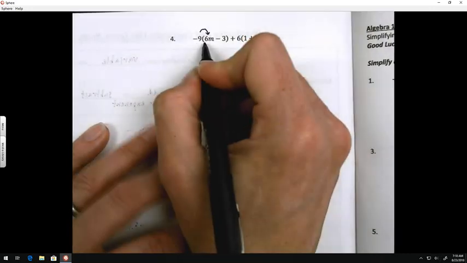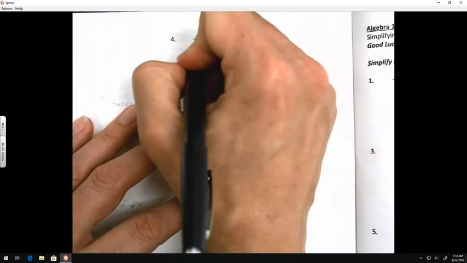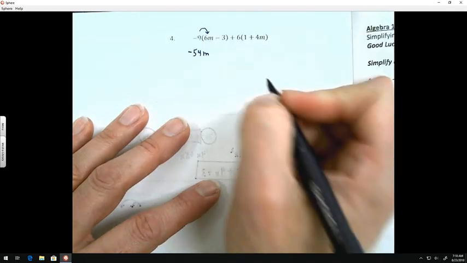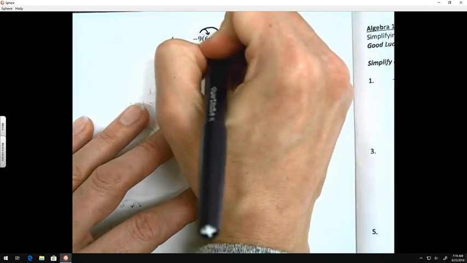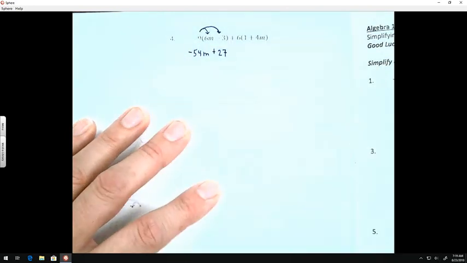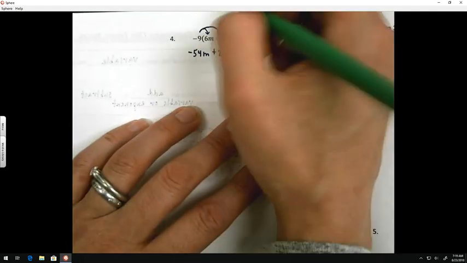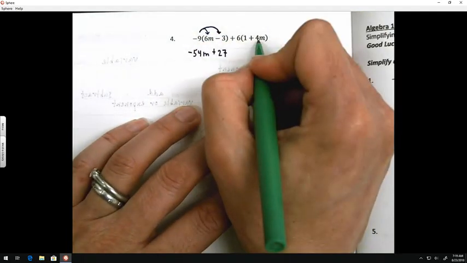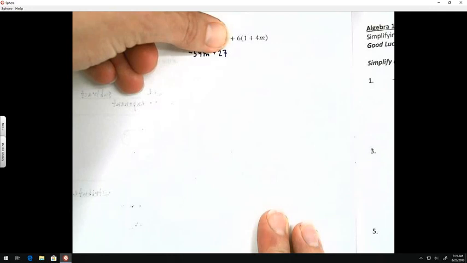Negative 9 times a positive 6 is a negative 54m. Negative 9 times a negative 3 is a positive 27. And then I'll just do this in different colors to make sure we're seeing the difference here. I'm just going to deal now with my second piece and do the same thing.